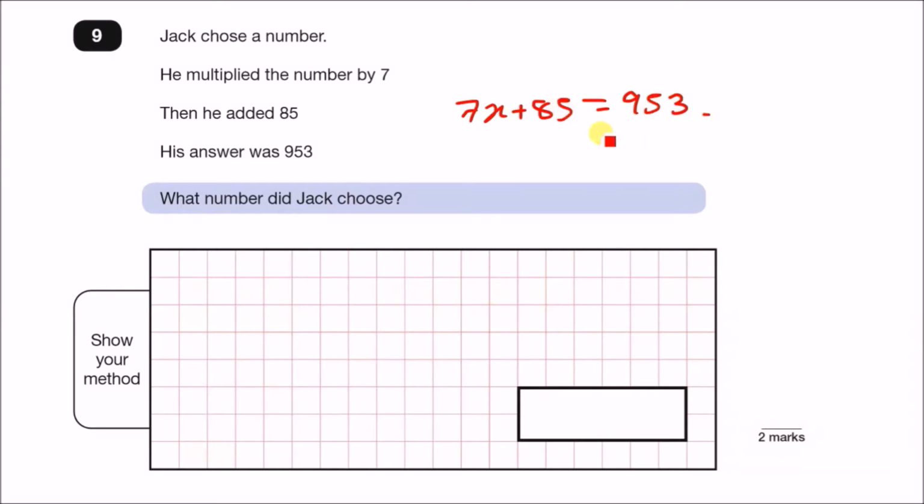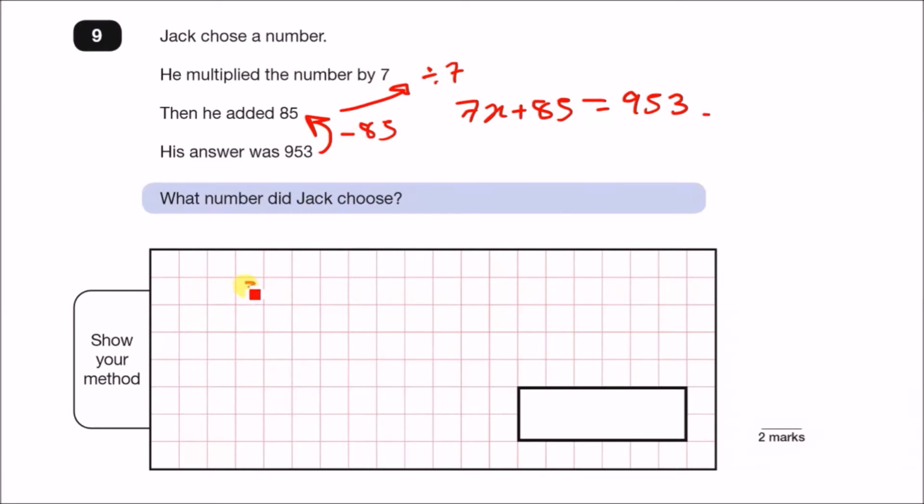Okay, so this is an algebra way of doing it. All you have to do is basically go in reverse. So looking at this equation, to go backwards, we can say, all right, instead of adding 85, we're going to minus 85 first. Once we do that, instead of multiplying by 7, we're going to divide by 7. And finally, that will give us our answer.